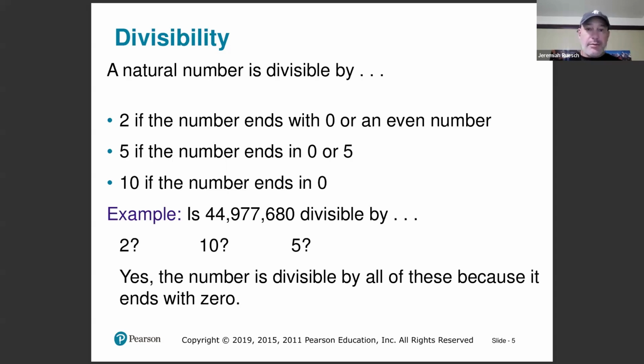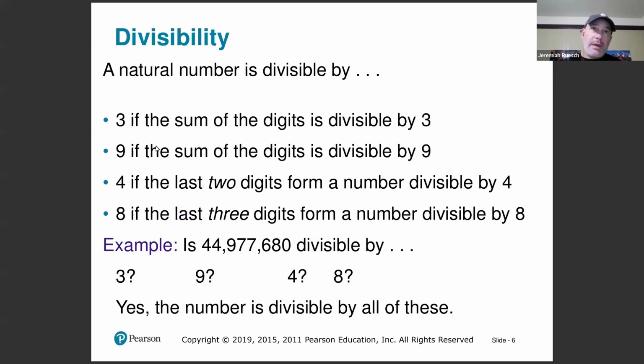All right, let's check out some more divisibility rules. Okay. So look at the number 3. If you add up the digits of the number, for example, 21 is 2 plus 1, which is 3, the number is divisible by 3. If the sum of the digits is divisible by 9, then the number is divisible by 9.